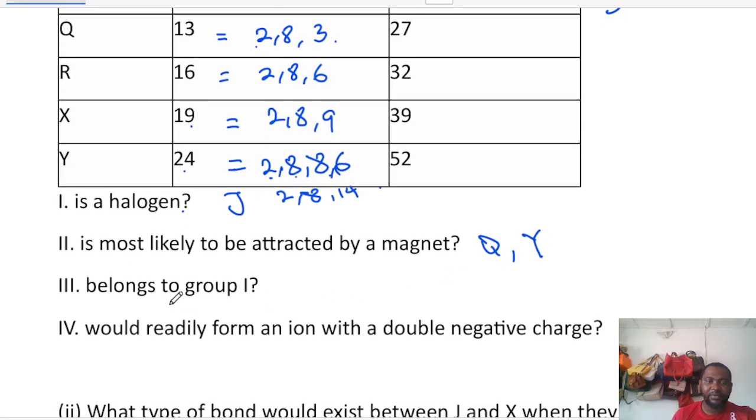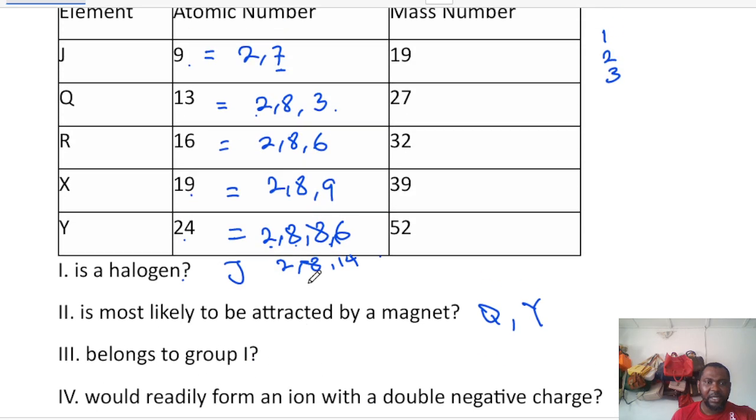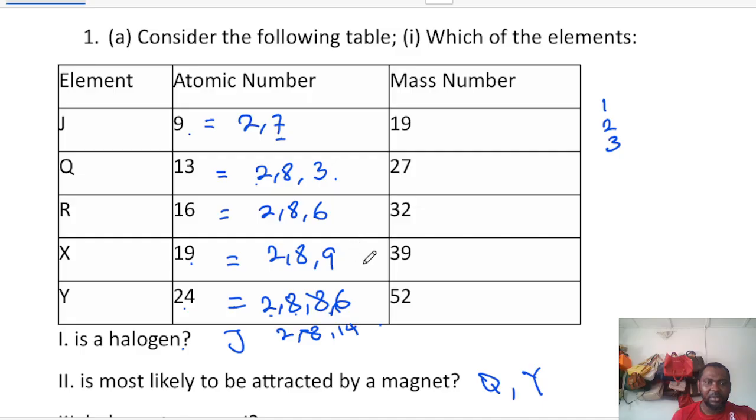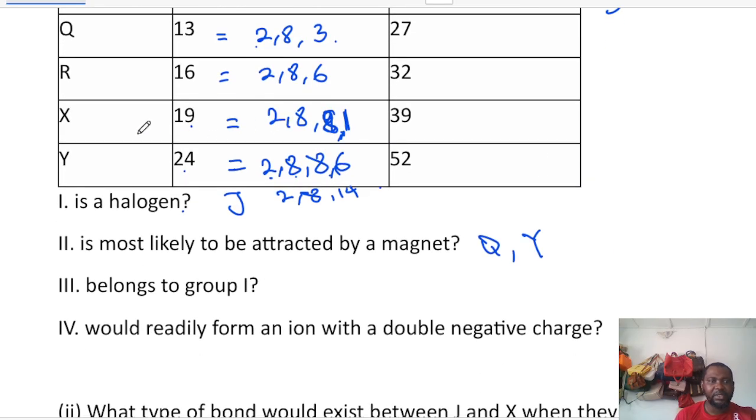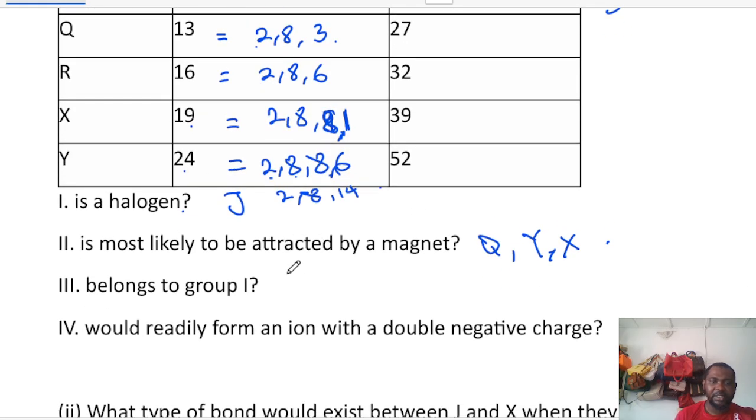The next one says, which of them belongs to group 1? A group 1 element simply means one whose configuration ends with 1. Oh, sorry, this should not be 2, 8, 9. I made a mistake. It's 2, 8, 8, 1. It's still in group 1. So I'm also supposed to add that to the metals, X. Sorry for that earlier. So X belongs to group 1 because it has a valence electron of 1.